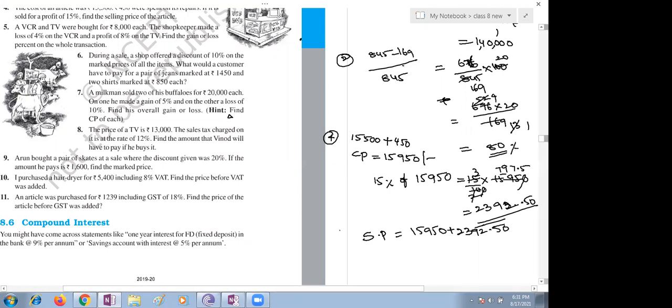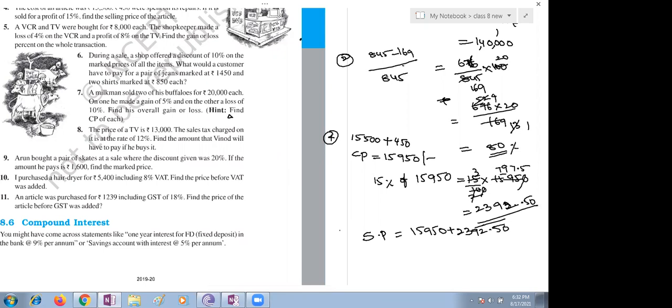No, the question is very wisely given. Here, a pair of jeans is marked as 1450. Two shirts are marked as 850, but we have to double it, ma'am, because it's two shirts. So 1700. Then go to the question. What is the question? During the sale, whatever offer happens, children, 10% on market price.